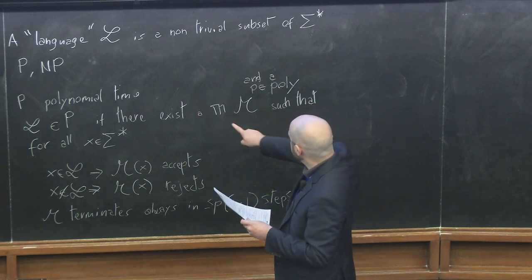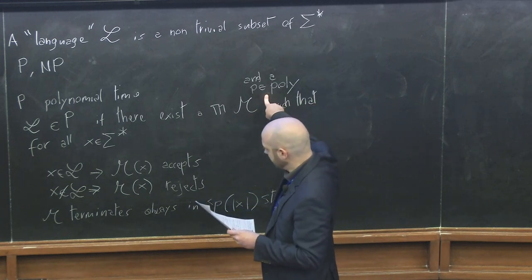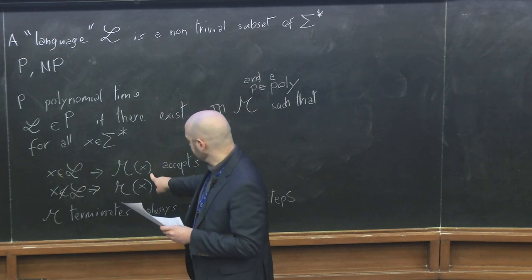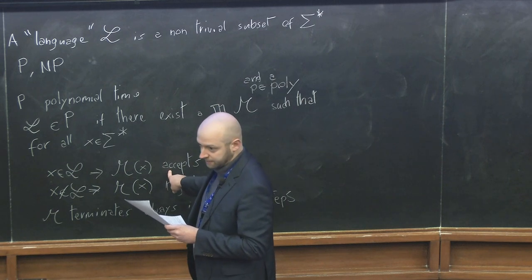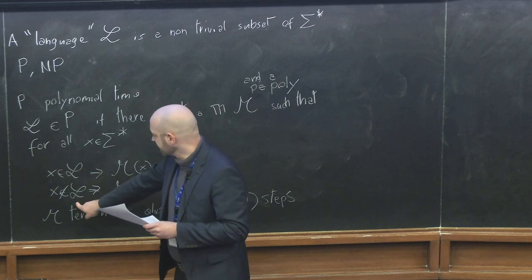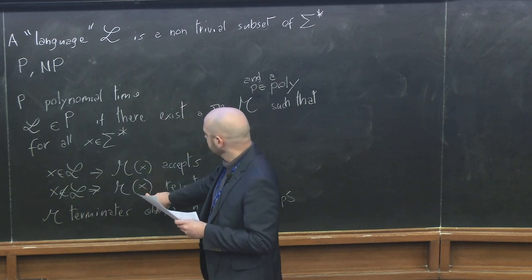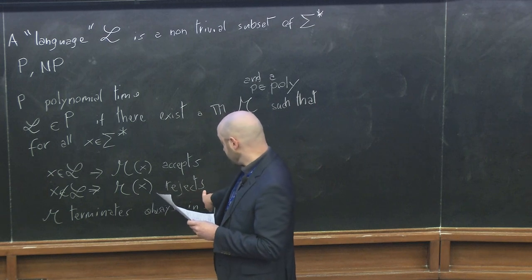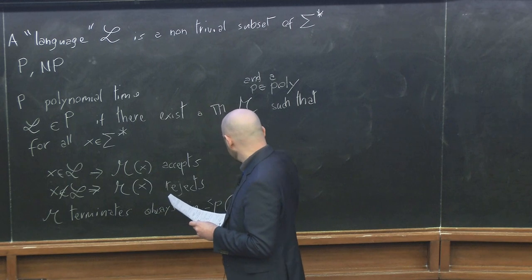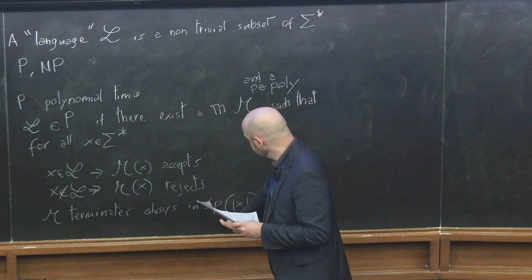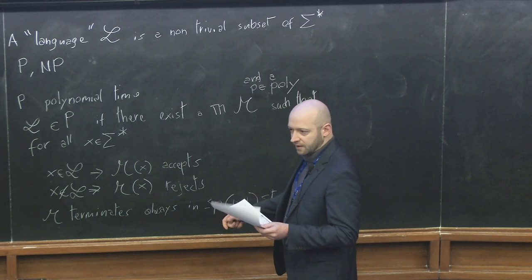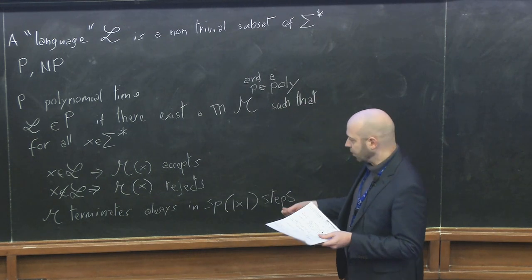So you need to have a Turing machine and a polynomial such that for all inputs, if the input belongs to the language, then the machine accepts, entering an accepting state at some point in the computation when given access to the input. If it does not belong to the language, then the machine enters a rejecting state, and the computation always terminates in a number of steps bounded by the polynomial of the length of the input that it's given. More complicated problems typically require more time.